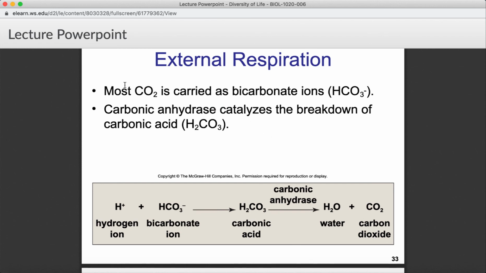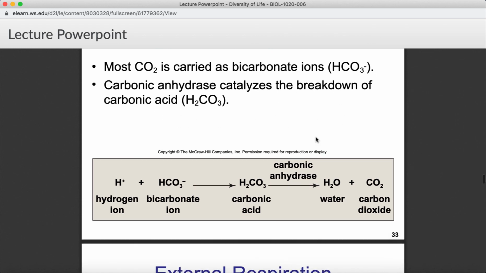External respiration: most CO2 is carried as bicarb. Carbonic anhydrase catalyzes the breakdown of carbonic acid into bicarb here. So this is how we transport CO2 in the blood. Blood's capacity to carry dissolved CO2 gas is actually fairly low, but you can stick a ton of carbonic acid or bicarb in your blood. And if you'll notice, we have an acid and a base, and CO2 can be removed from it. So this is one of the mechanisms by which you can control the pH of your blood.